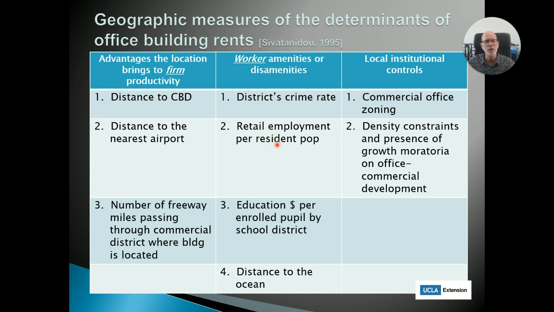Is there anything for me to do during lunch? Once I'm done with my burrito, once I'm done with my caprese sandwich, can I go and buy a little tie? Maybe a wallet? Can I go and buy a belt? My goodness, I need some new belts. Can I buy a belt there during lunch? So then retail employment is one of the things that workers look for when they're looking for places to work. The more retail employment per resident population, the better for the worker. If it's better for the worker, it's better for the firm.